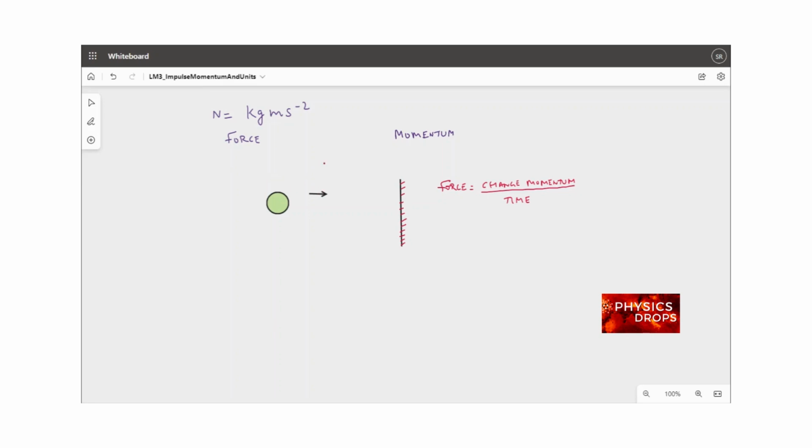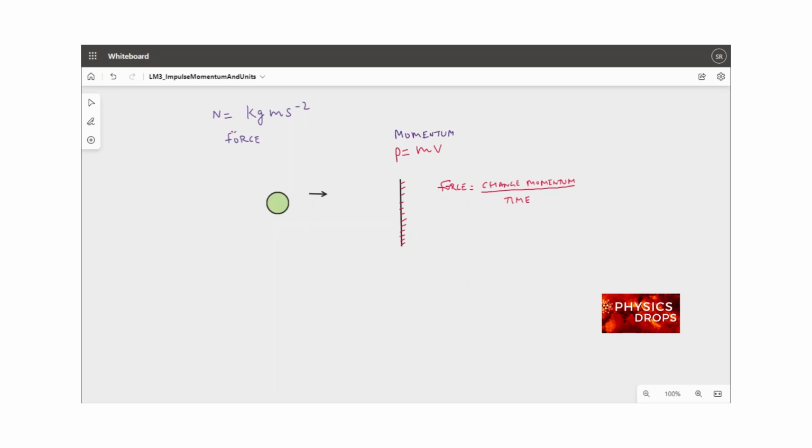Okay, so here let's look at momentum and units of momentum, and also what is impulse. It's a new term, so let's go ahead with that. Firstly, what is momentum and what is its unit? We know that momentum is represented by mass times velocity.